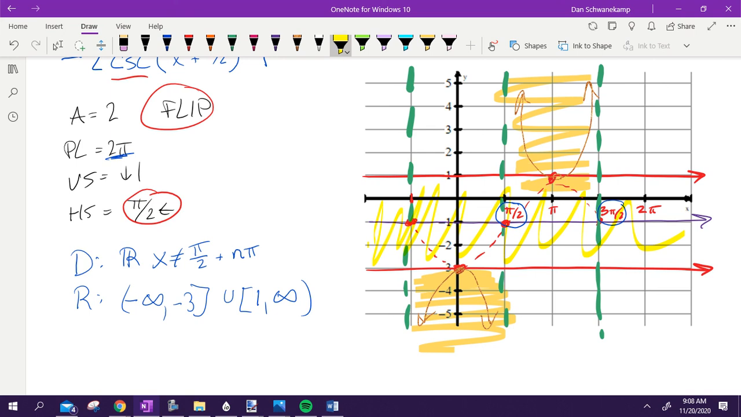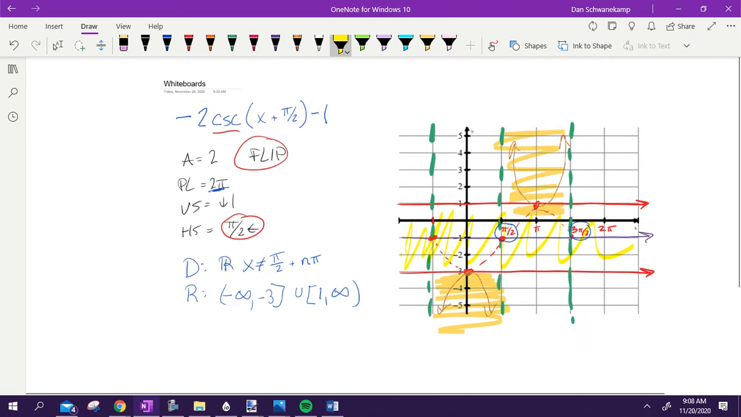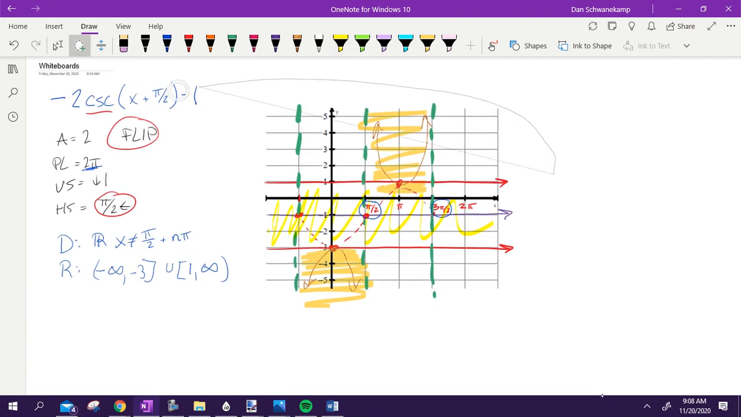Questions on the first one? We did pretty well with that. Cosecant takes a while to graph. We did a nice job. Let's do it again.